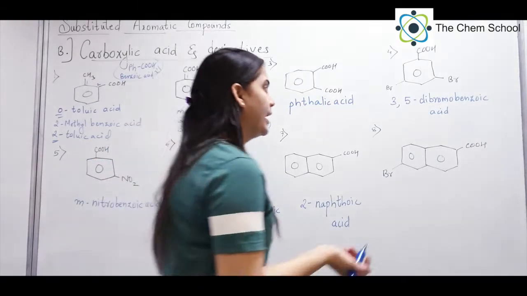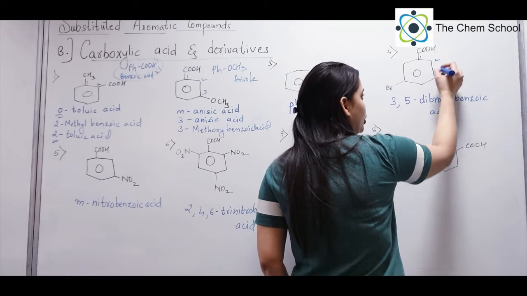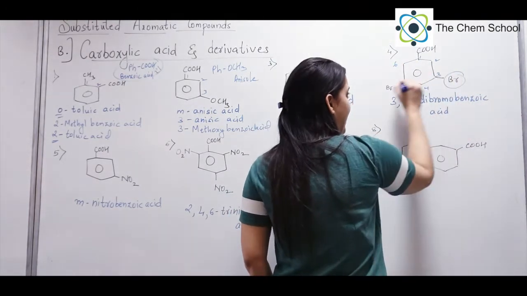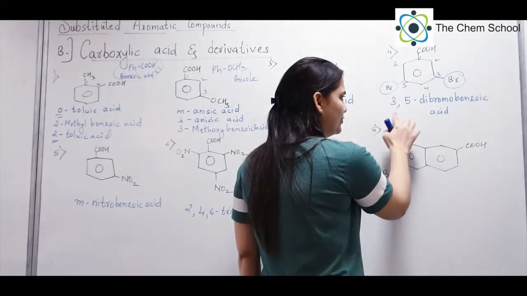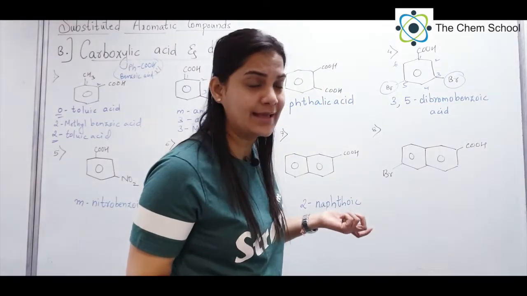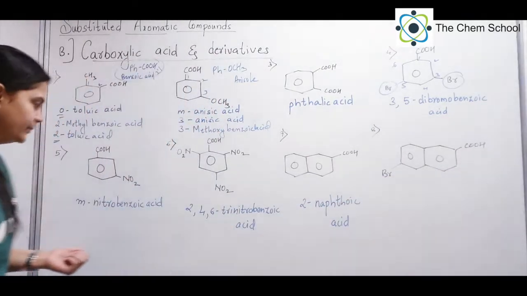Next one. If I take this numbering, so 1, 2, 3, 4, 5 and 6, you can see that the third and fifth positions have bromo, right? So you have 2 bromo. So the naming is pretty simple. You will say it is 3,5-dibromo and the nucleus is going to be benzoic acid. So 3,5-dibromobenzoic acid. This is again very simple.